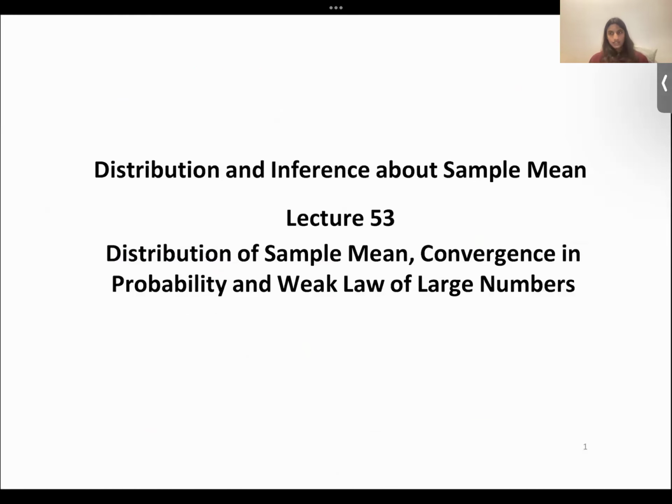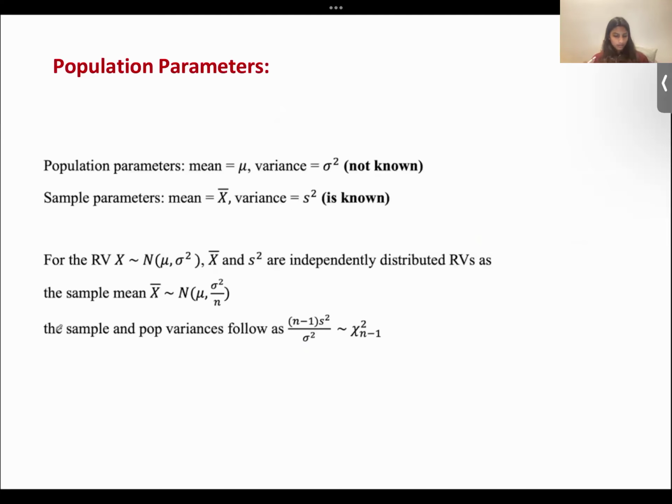Okay, so this is the last part of the week's topics. We have the distribution of the sample mean, convergence in probability, and the weak law of large numbers. So what is this? Like we discussed, we have population parameters, mean mu and variance sigma square. You will not know the population parameters, like I said. In India, if you want to know the mean age of every single person, that's a bit hard. You might not know that.